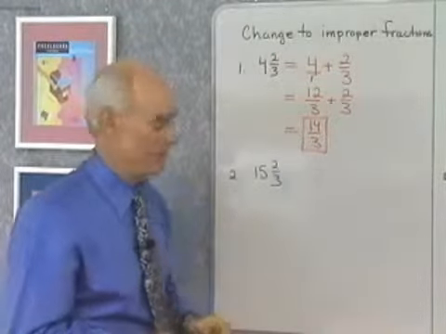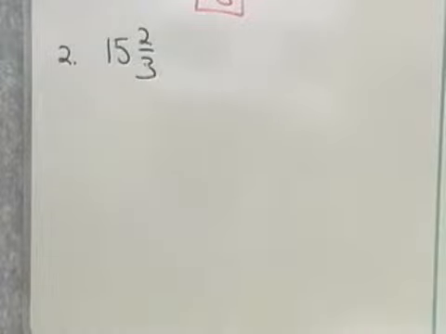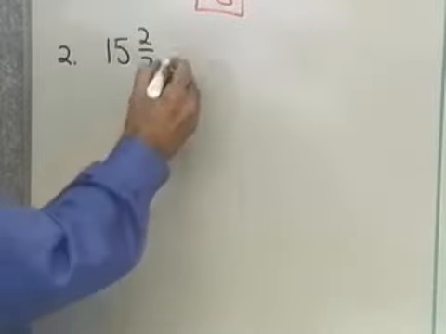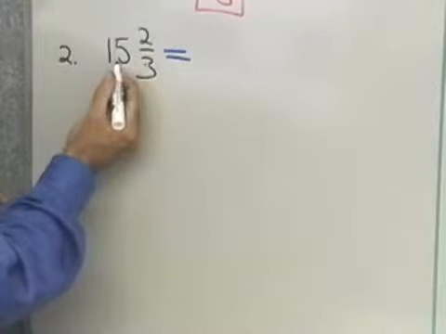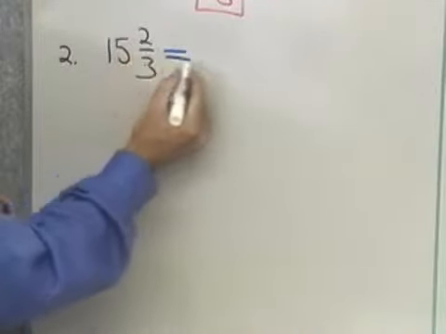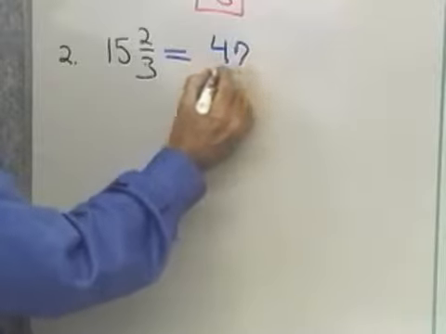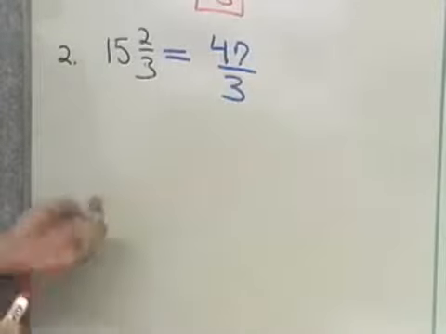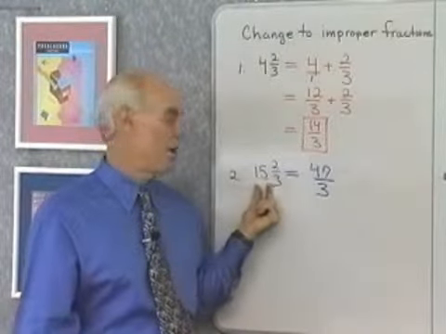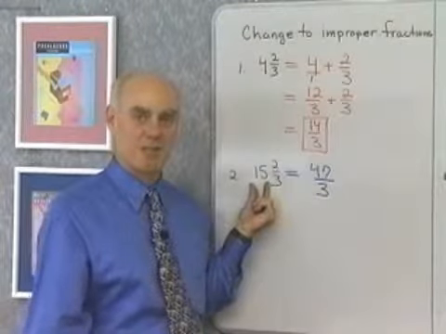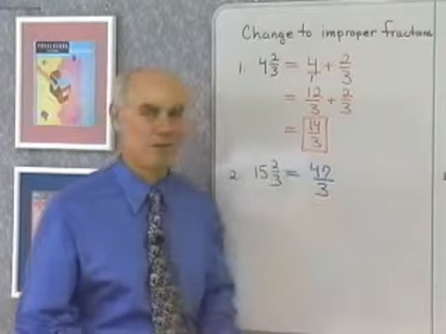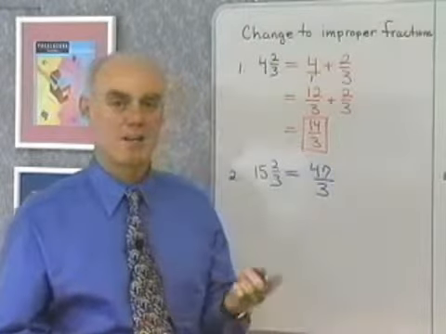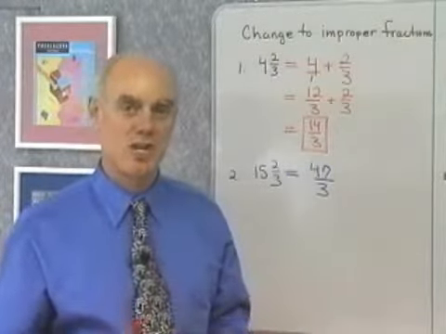Let's try that with another one. Here I have 15 2/3. I want to change it to an improper fraction. So what I'm going to do is multiply 3 times 15. I get 45. I add 2 to that. I get 47. 47/3. That would be the same as 15 over 1 plus 2/3. 15 is 45/3 plus another 2/3. That would be 47/3.